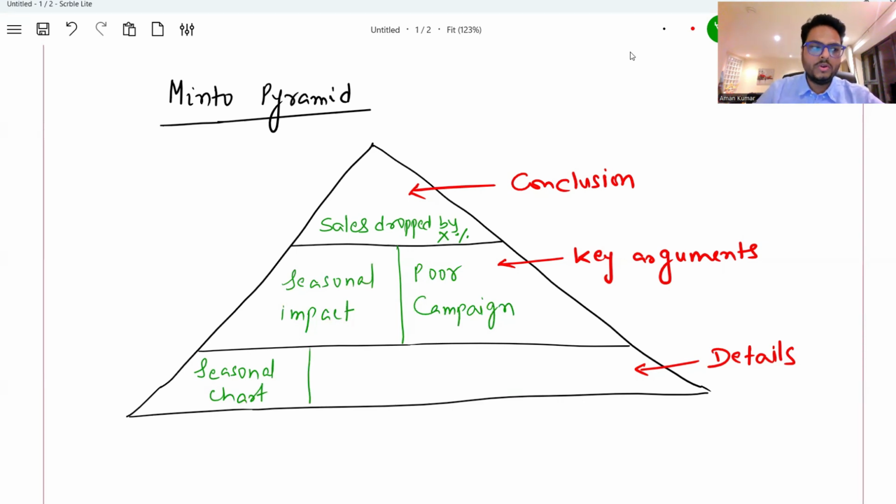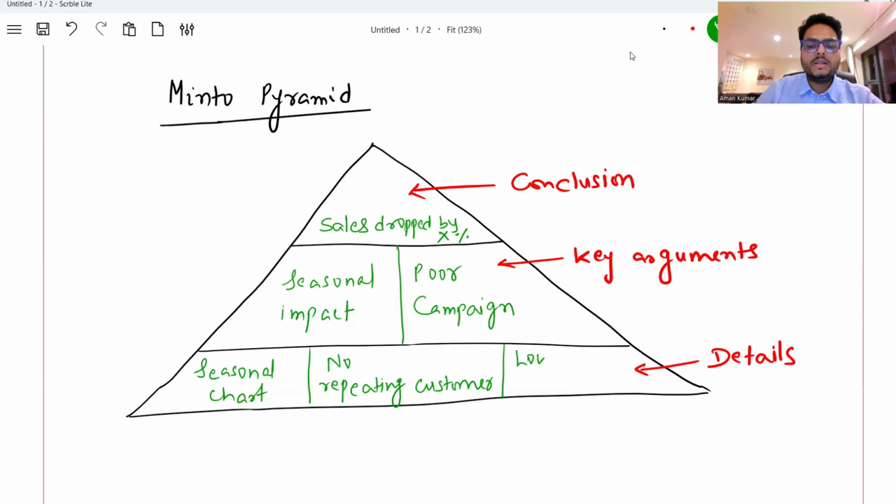So seasonal chart could be one of my arguments. Another argument could be no repeating customers. I can again generate this from the data, and I can say that there are no repeating customers because your campaign is very poor. That is another supporting argument for a poor campaign.